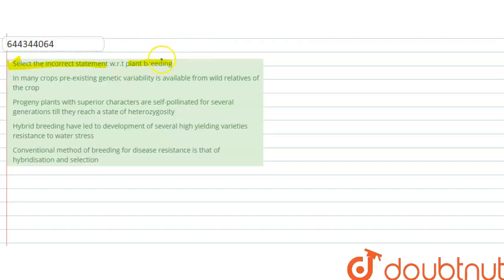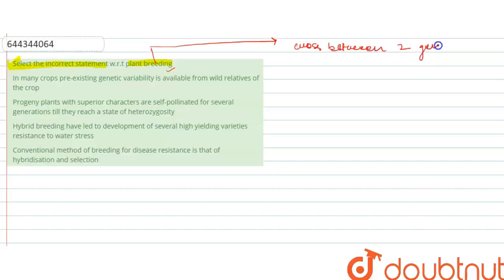Basically, plant breeding is a very important technique nowadays. Plant breeding is when we cross two genetically different plants. This process is called plant breeding. That means a cross between two genetically different, or genetically not identical, varieties of plant.